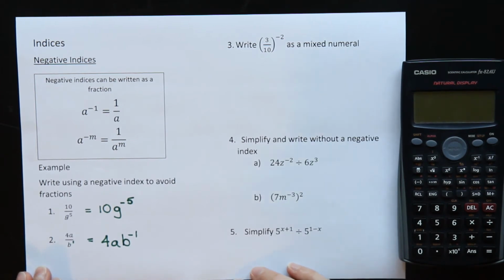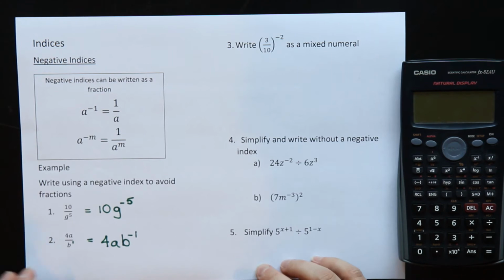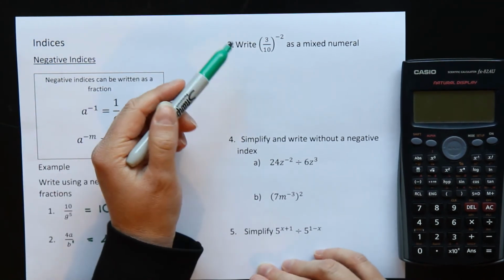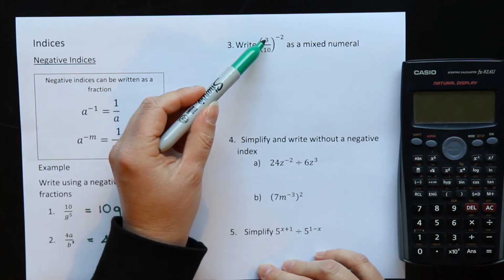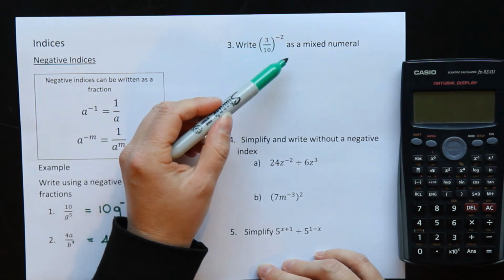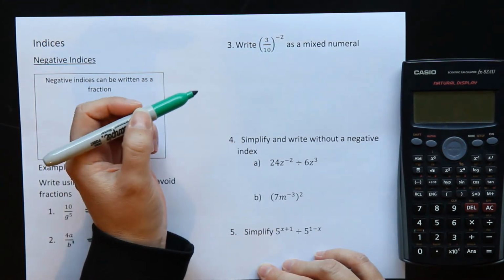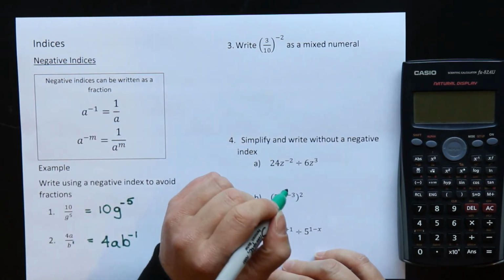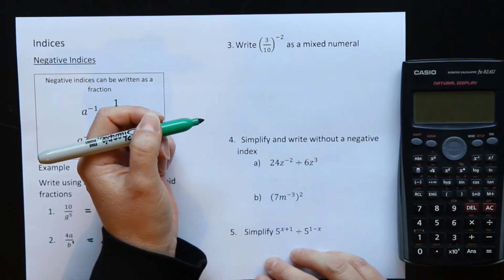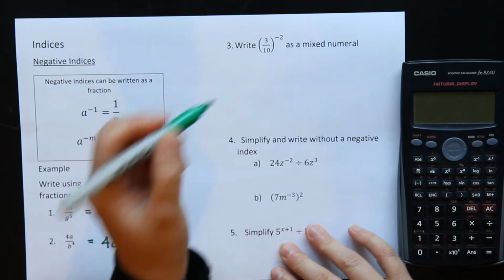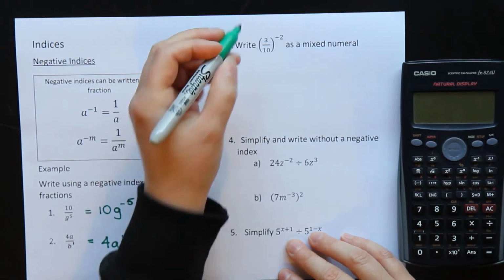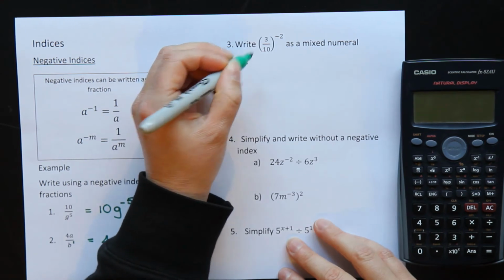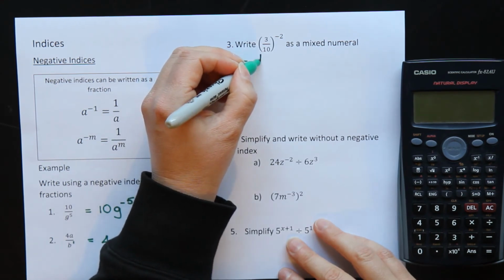Okay, so we can use our negative indices rules here to help us with questions like this one in question 3. We want to write the fraction 3 over 10 to the power of negative 2 as a mixed numeral. Now, we're obviously wanting to use our index laws to do this, not just a calculator. So let's use what we've just learnt. I can write this without the negative power if I put it into a fraction. So I really will have a fraction in a fraction here.